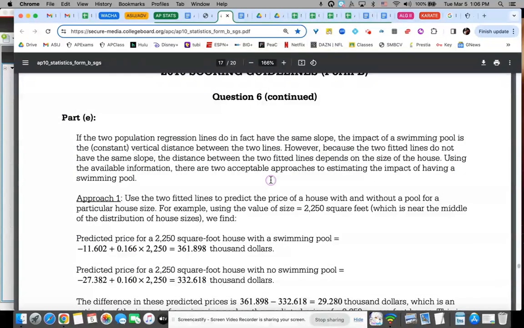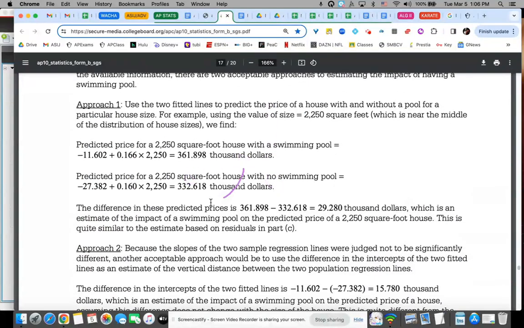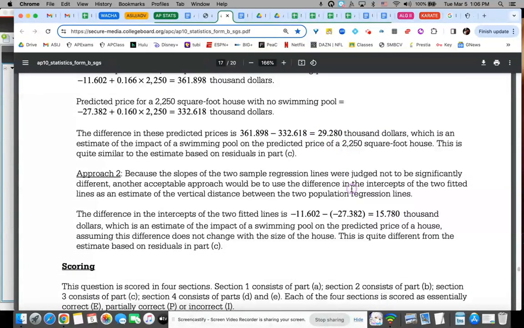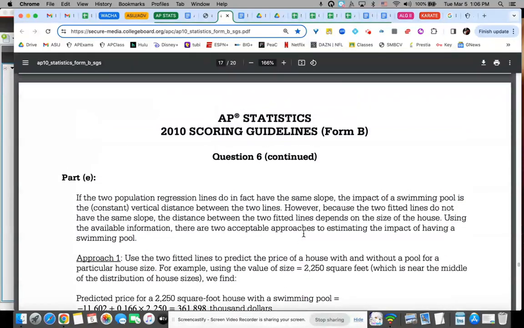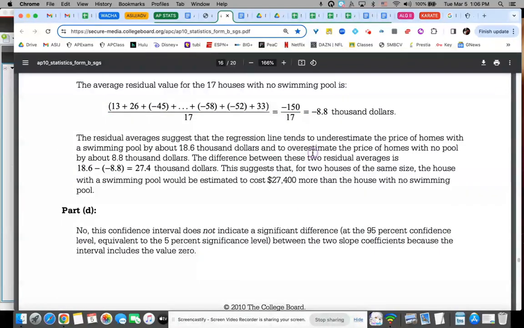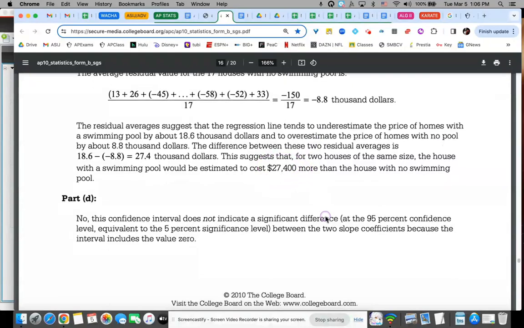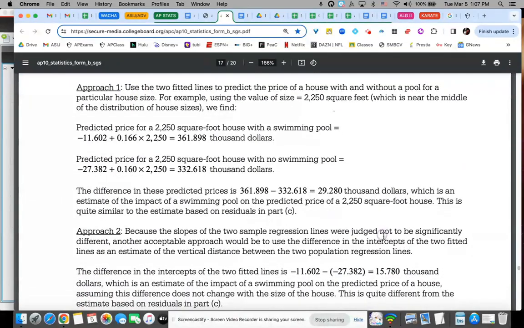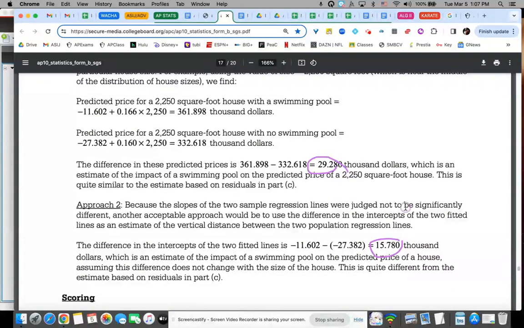So you'll see that's what they did in part E here. They said, okay, approach one, you can just calculate some prices for any particular square footage that you want. Just pick something in the middle, and then you can talk about that difference, right? Or approach two would be to take the y-intercepts and look at that difference, which comes out to almost $16,000. Now you are supposed to compare that to what we had before, where we said it was like a $27,000 difference. Sorry, not part D, but part C, right? And then here we had about $16,000 or maybe $29,000 difference, depending.